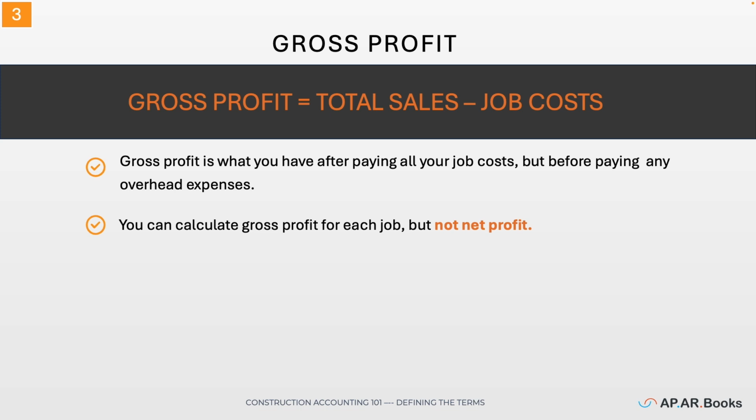So, what does gross profit tell you? It shows how efficient your job execution is. If you're managing your labor, materials, and subs well, you will see it in your gross profit. And here's the thing: most contractors want to see this number, but they don't track it properly. If you're not tracking gross profit per project, you're just guessing. You won't really know which jobs made money and which ones just kept the wheels turning.